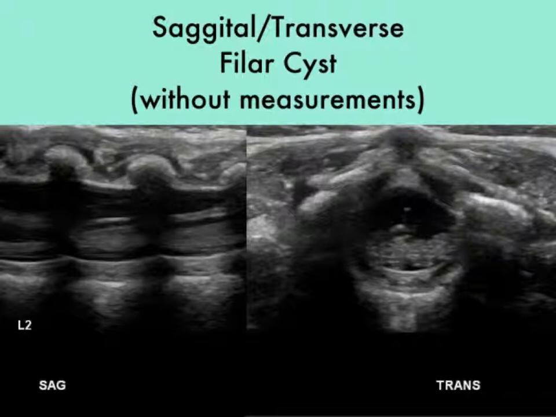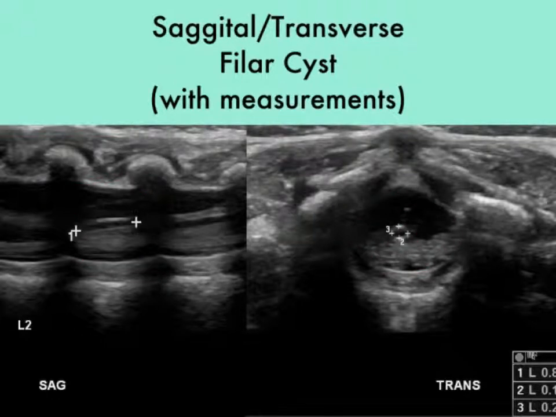On the left, you'll see a sagittal image, and here is the filar cyst shown in the spinal cord. And on the right-hand side, you'll see a transverse image, and here is the filar cyst within the spinal cord. Now, this image is the same as the previous, except this image contains the measurements. This particular filar cyst measured 8 millimeters long by 2 millimeters in diameter, so it's relatively small.